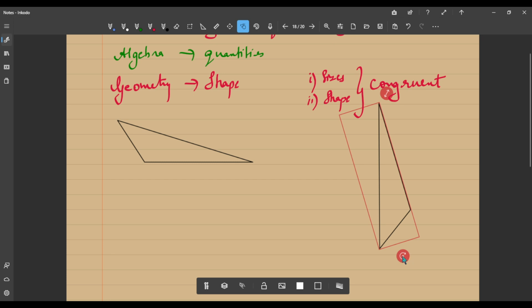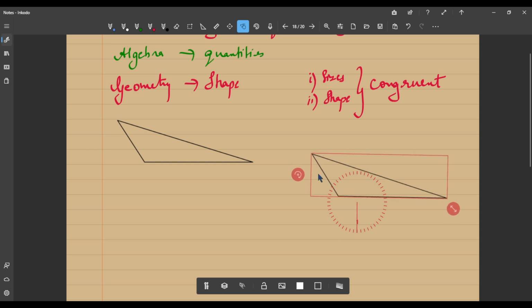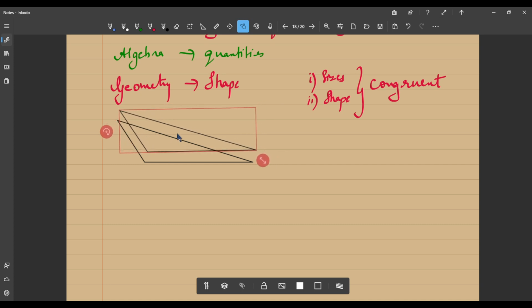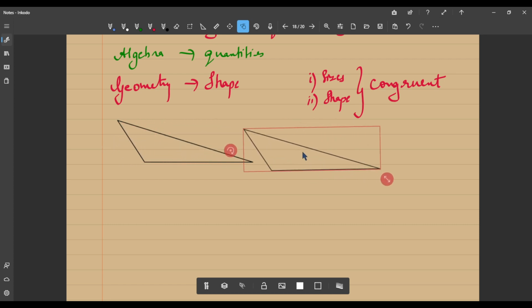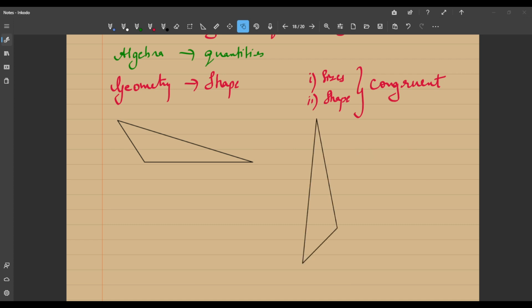Let me take this triangle and rotate it and shift it. Rotate it and shift it to superimpose on the other triangle, to place it on the other triangle. Look at these two triangles. I can place it exactly one on the other. Isn't it? See? It's placed perfectly one on the other, and so it is congruent. Now let me revert it back to the original position, and now let me name these triangles.